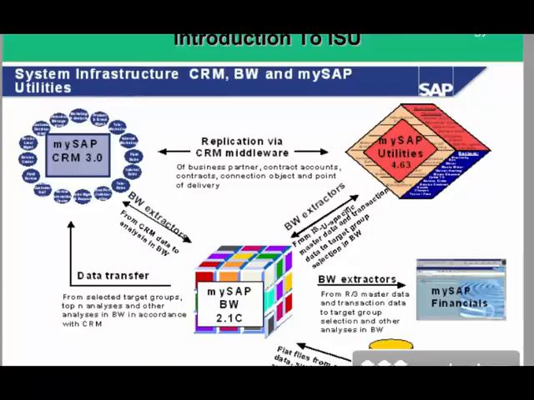This is the system infrastructure showing how the data gets exchanged between utilities, business warehouse and CRM. So please go through this. This seems very self-explanatory, how data are being exchanged between all these three systems.